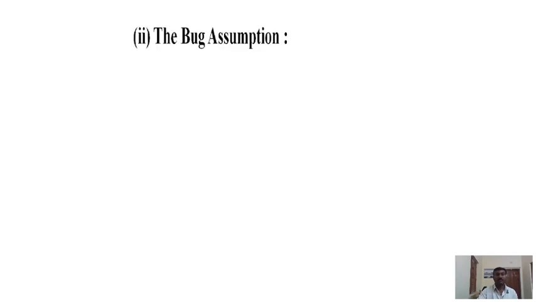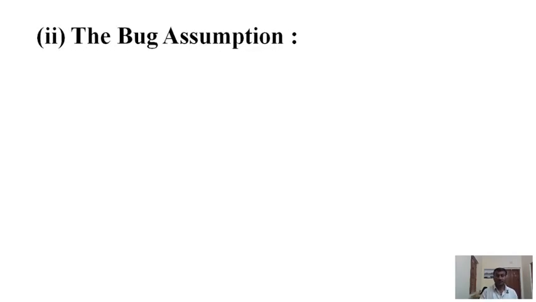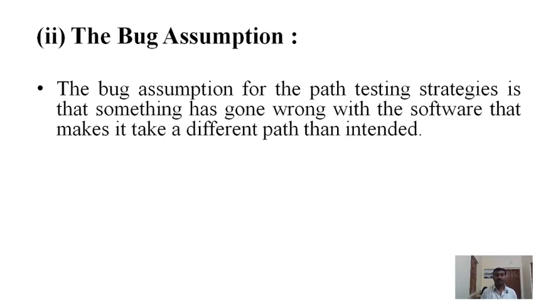Then the second point, bug assumptions. Bug assumptions means how bugs are assumed here. The bug assumption for the path testing strategy is that something has gone wrong with the software that makes it take a different path than intended. That means when you are testing the software, if something goes wrong, the program takes a different path than intended.